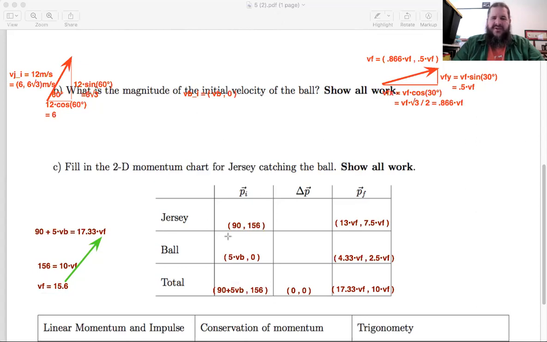And then with that information, you could actually fill in those numbers in the momentum chart, calculate the changes, and even draw in the arrows as well. But that now gives us all the information about this entire collision. Any questions on that?